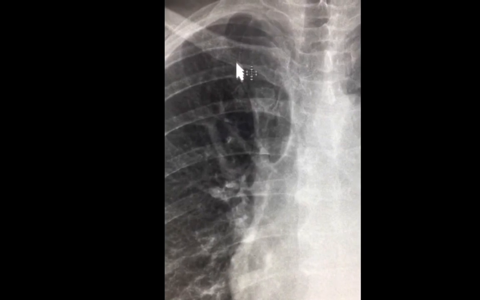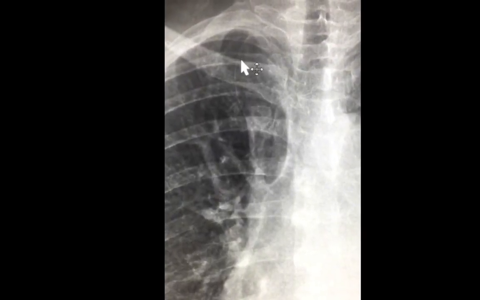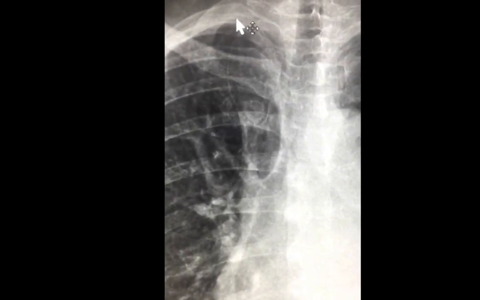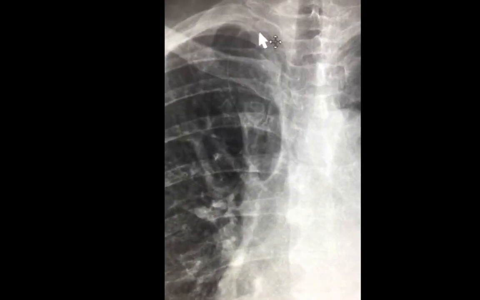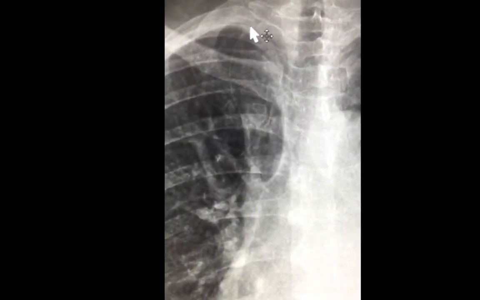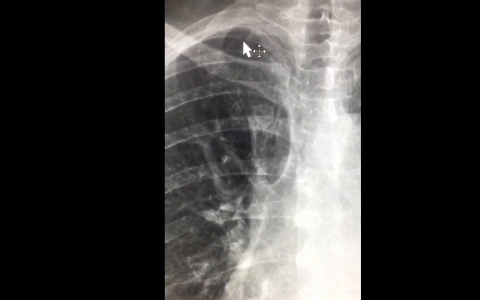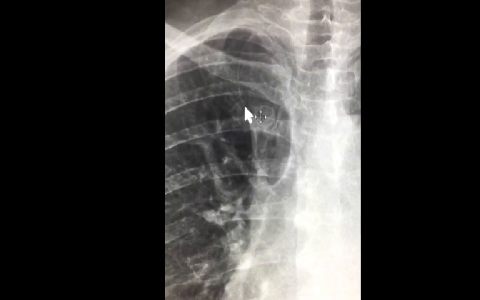This is an accessory fissure. This is known as an accessory azygos fissure. In normal embryology, the azygos develops at the lung apex and descends downwards. In some cases, when the azygos does that, it actually invaginates the lung and pulls both the visceral and parietal pleura. And this is what creates an accessory azygos fissure as we see here.